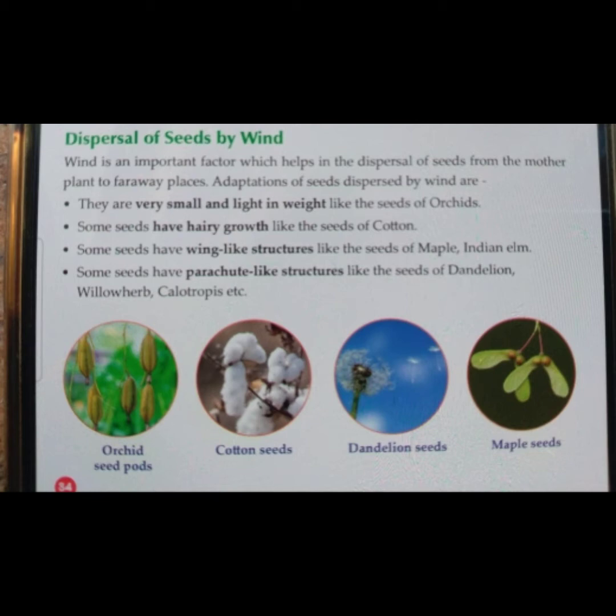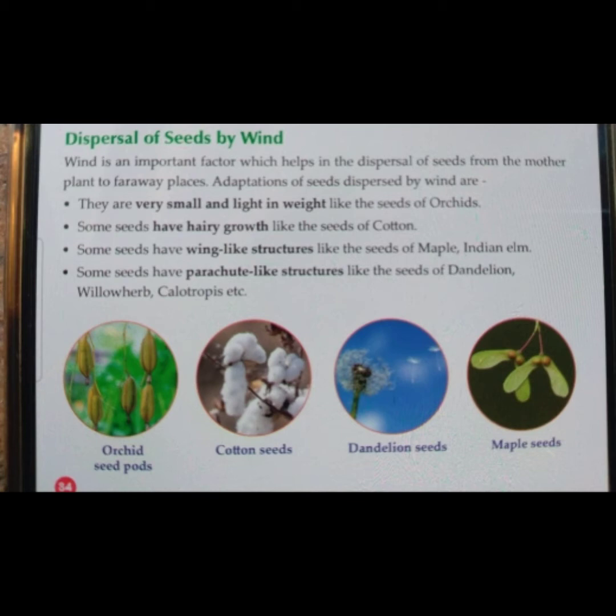First thing, the seed should be very small in size and light in weight. An example of that is orchids. And a few more seeds will have hairy growth-like structures, as you can see in cotton seeds. The next thing, a few seeds will have wing-like structures. The best example is maple seeds. You can see in the image that a maple seed has two wing-like structures.